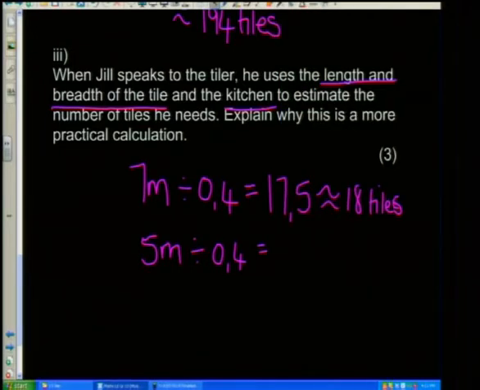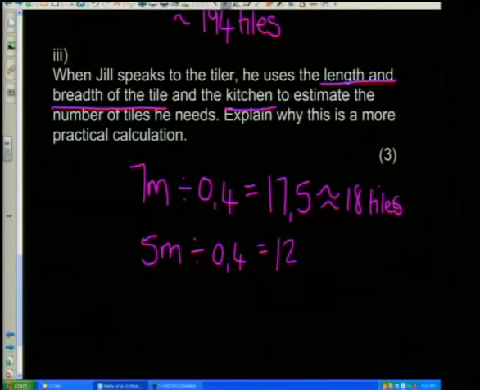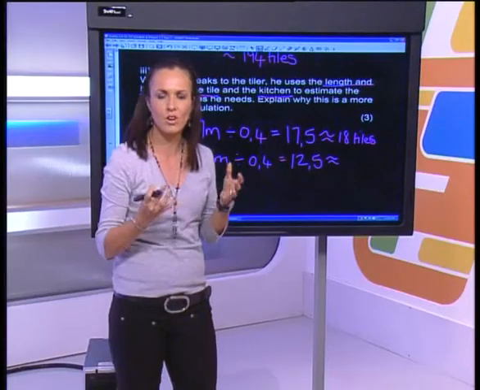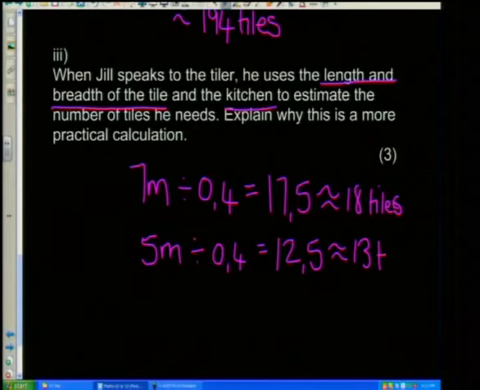So once again, you need to think to yourself, 12.5 tiles. If the tile is bought by the box, he's not necessarily going to buy 12.5 tiles. He's going to buy a box that's going to have a complete number. So in this case, we're going to then round up to 13 tiles.